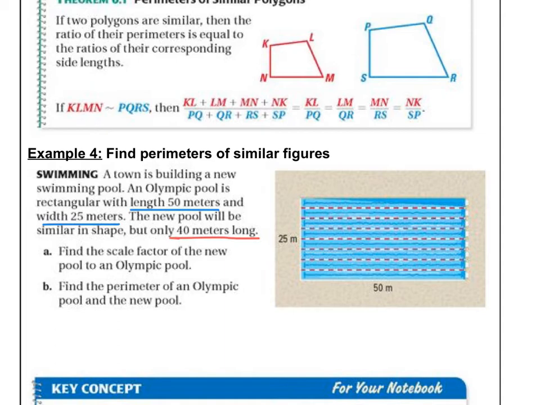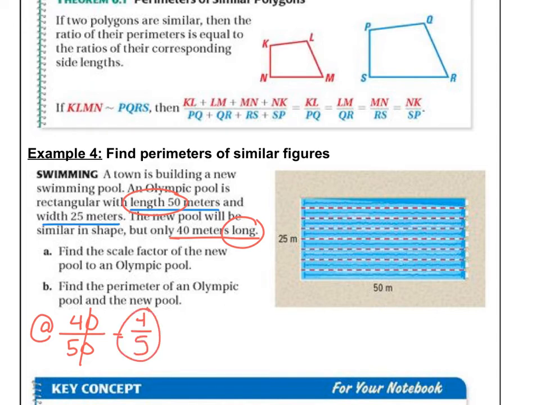So the first thing we need to do is find the scale factor. Since I know the length of this one and the length of the old one, I'm going to use that to determine the scale factor. Most times scale factor is always new over old. So the new one is 40. The old is 50. We then will simplify that down. Anything that ends in zeros, you can cross them off. So my scale factor is 4/5.